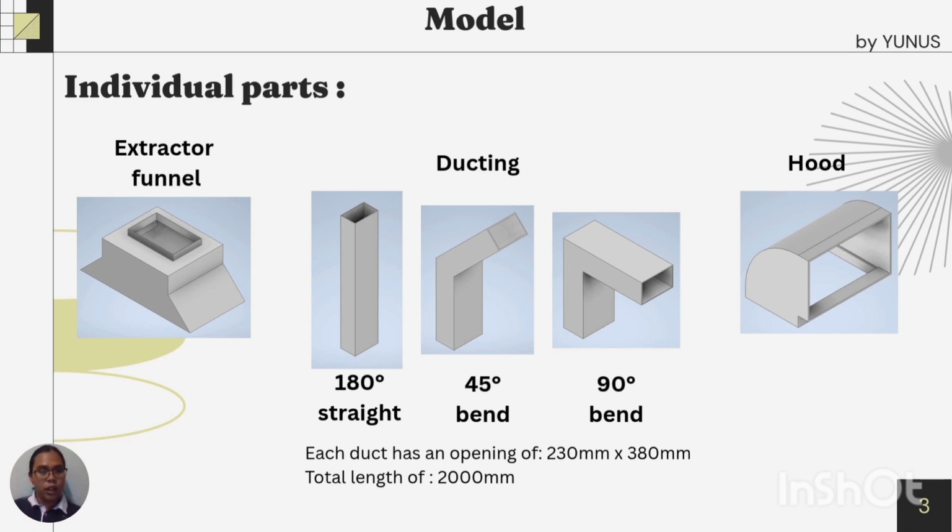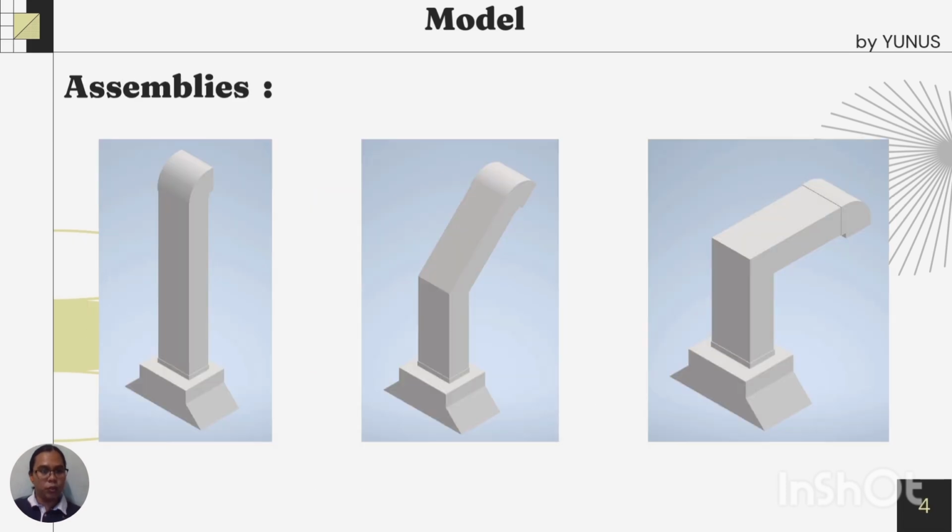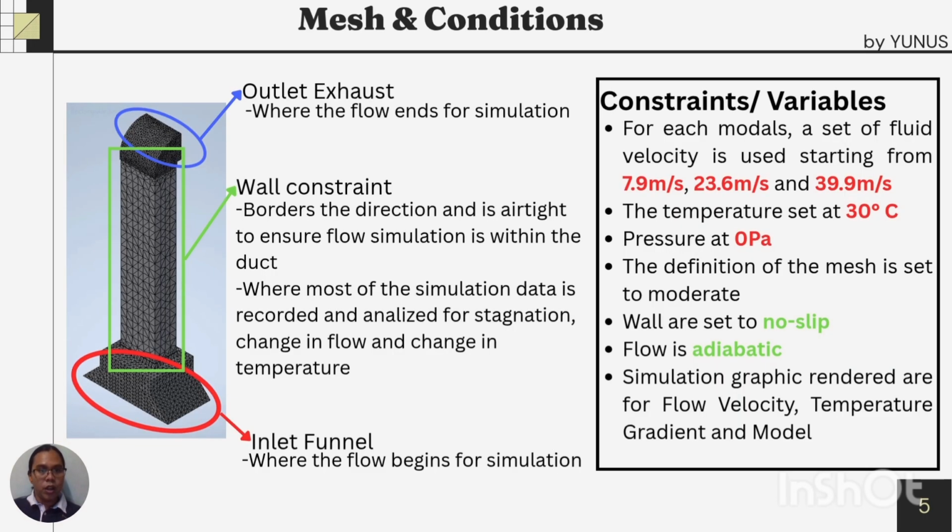Next, the models are then assembled into three different assemblies. There's the first assembly for the 180, the second assembly for the 45 degree, and also the assembly for the 90-degree bend. Now for the mesh and its conditions.